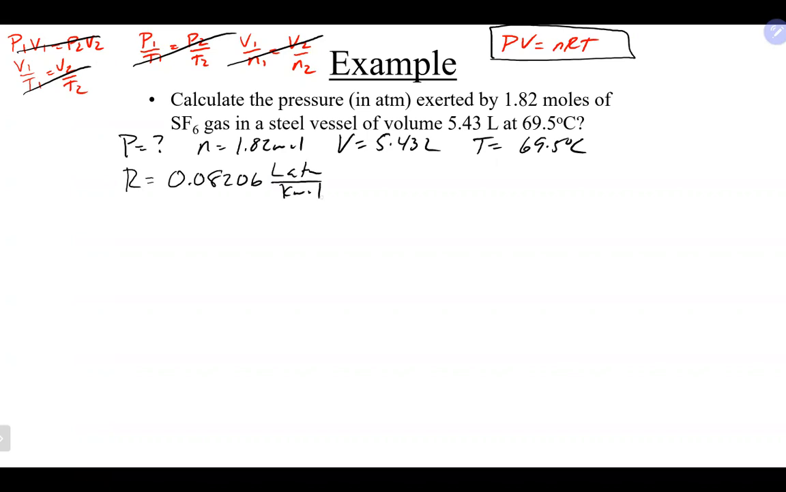So in this case, we're looking for pressure. We do have the volume. We do have the moles given to us, R and T. We just want to check units here. So our volume is in liters. And like normal here, our temperature is not in Kelvin, so we do need to do a conversion. So that's going to get us a T of 273 plus 69.5, 342.5 in this case.